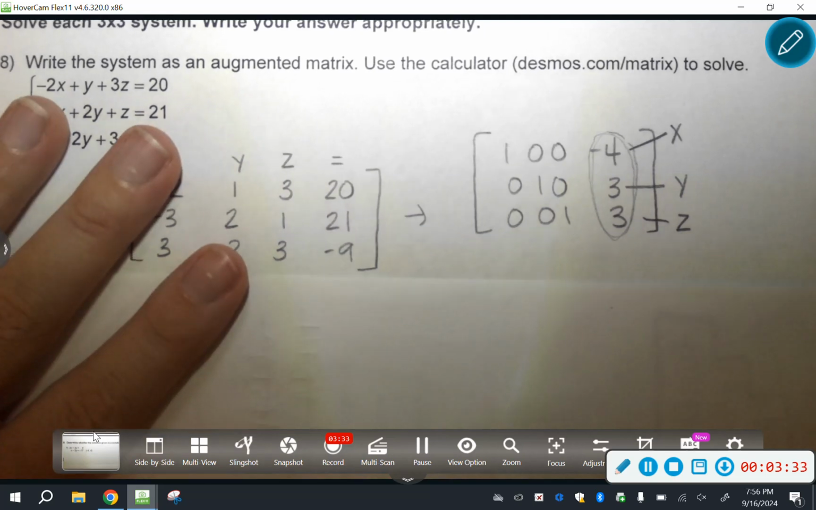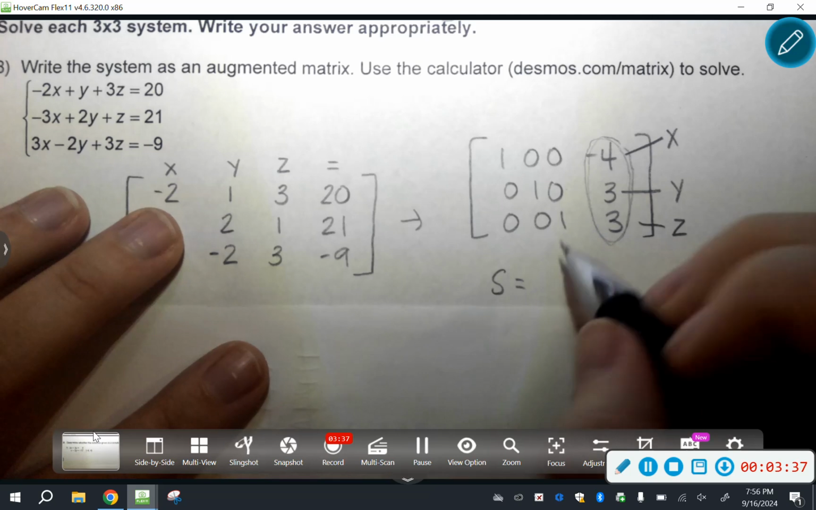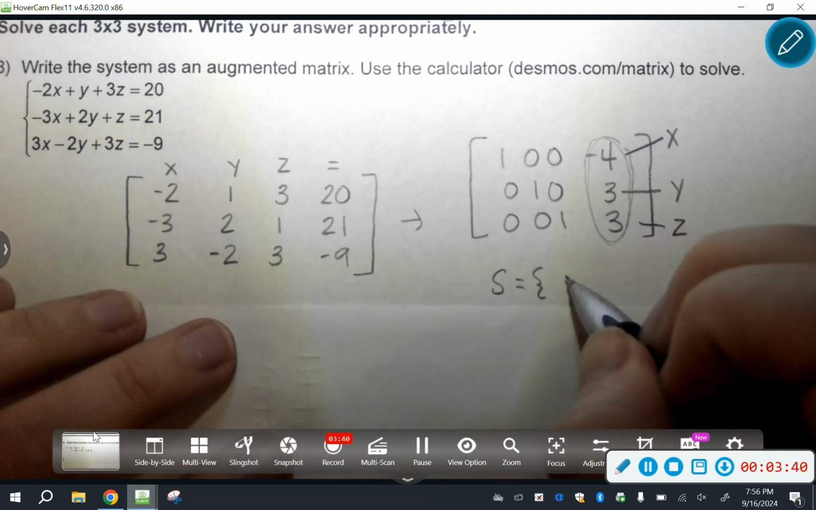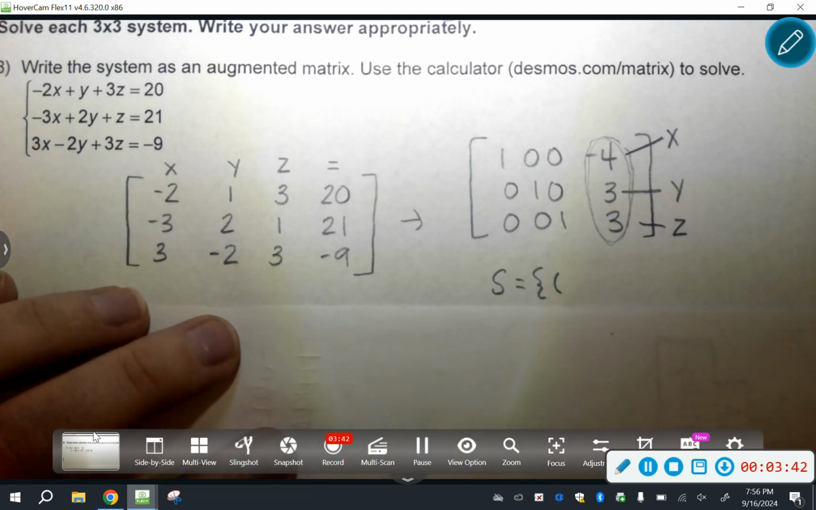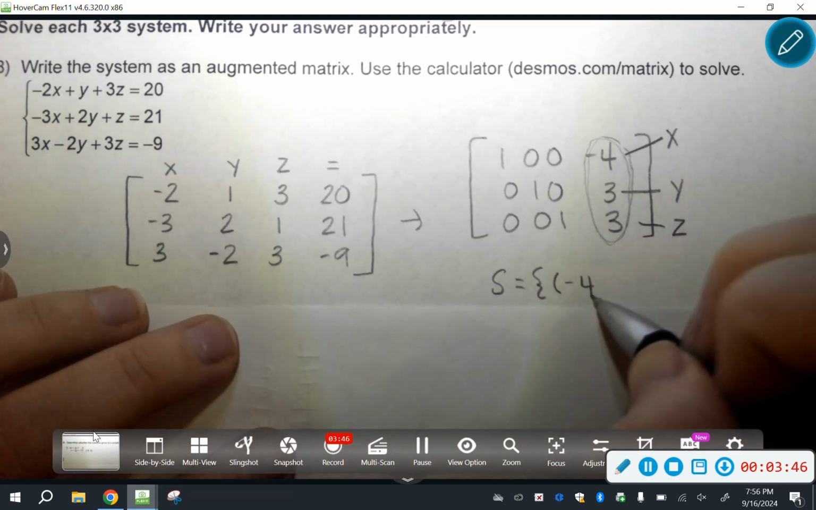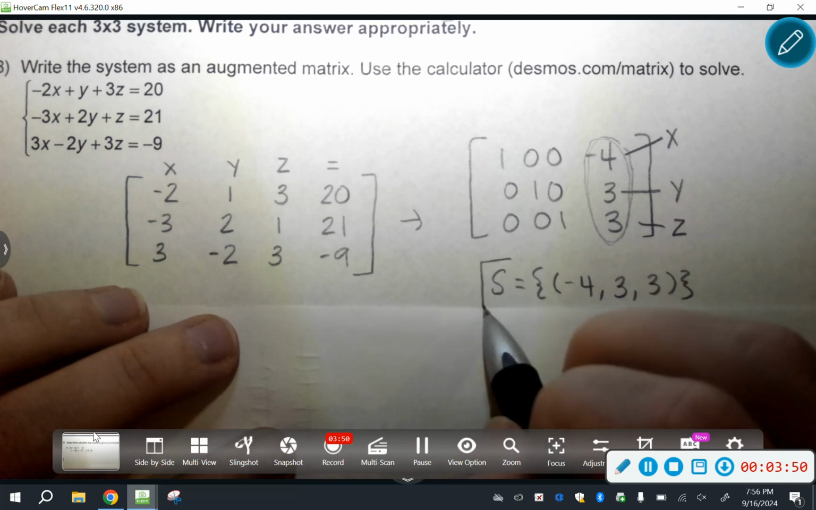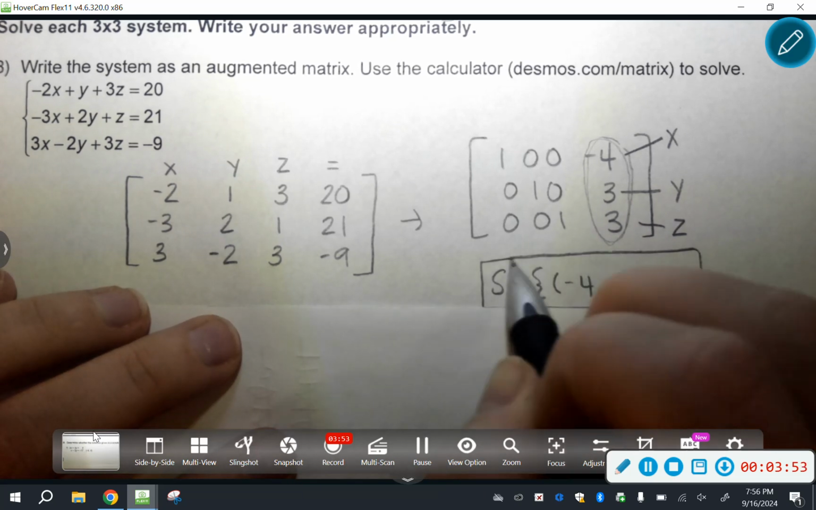What that means is I would say that the solution is S equals my brace. And then again, we are going in alphabetical order, so X, Y, and then Z. So I would say -4, 3, 3. And there is the solution to our 3 by 3 system.